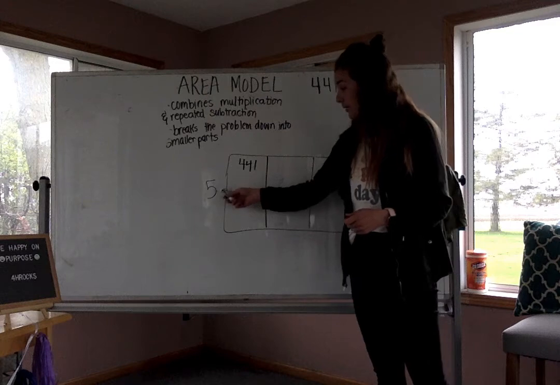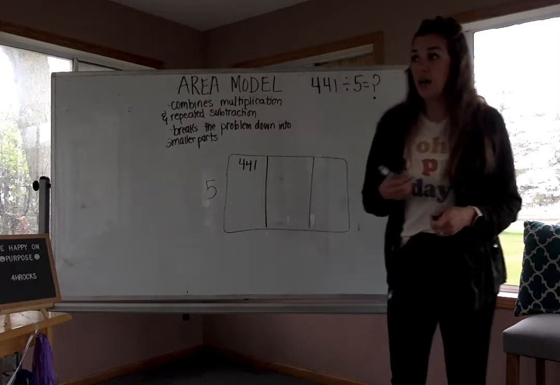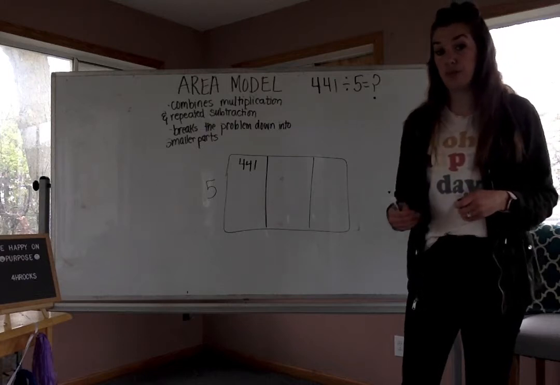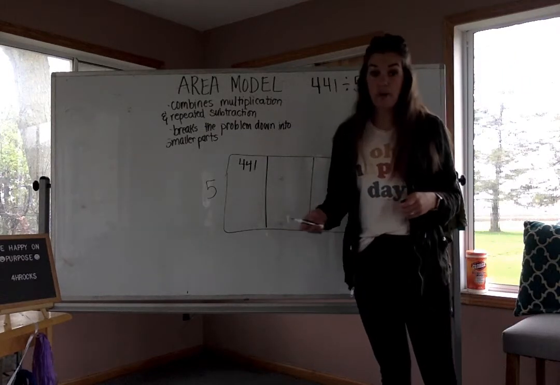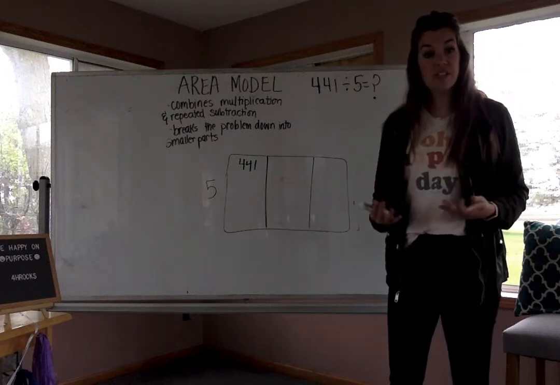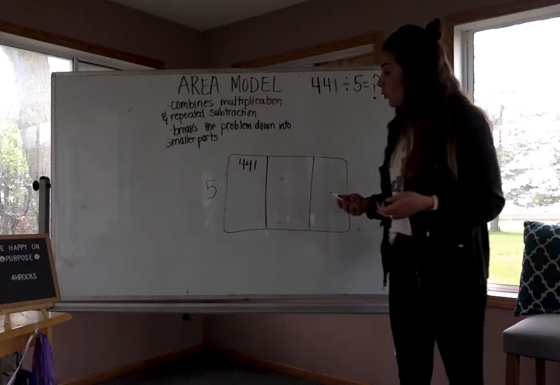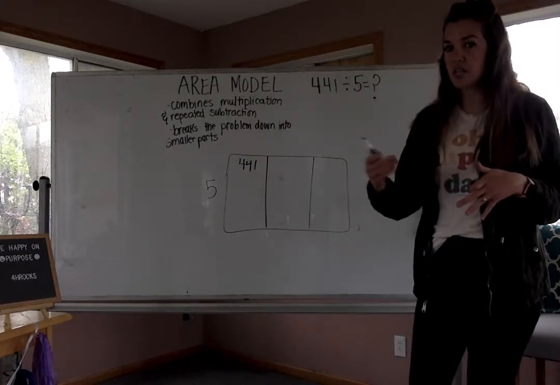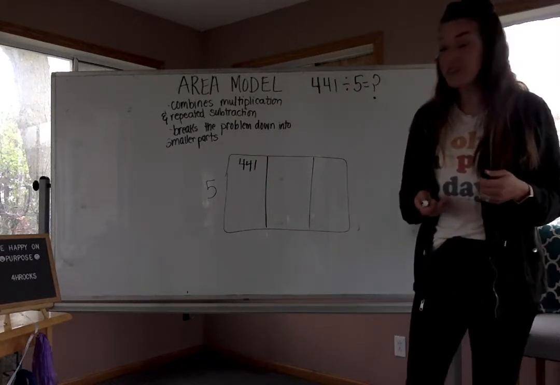So let's just think about that for a second. Let's do 5 times 50. That gives me 250. Still not quite 400, so let's go even bigger. Let's try 5 times 60. Well, that will give me 300. I'm still about 100 off, so let's just keep going and see if we can get even closer.